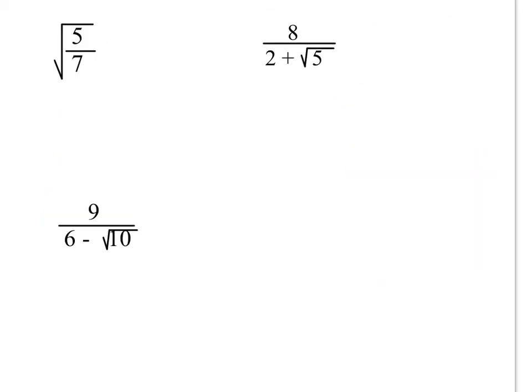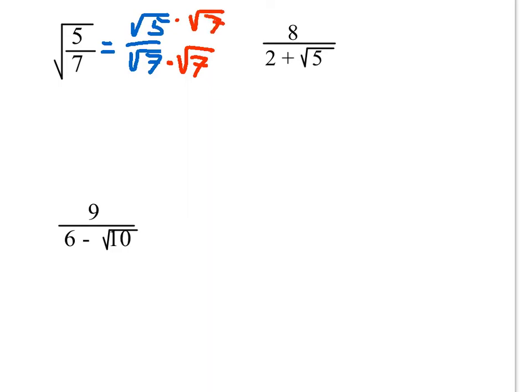Here we've got a couple more examples, and this first one is an example of what happens when we square root the top and bottom independently, but the bottom doesn't go anywhere. There's nothing happening. So in this case, what we want to do is multiply top and bottom by that denominator again.